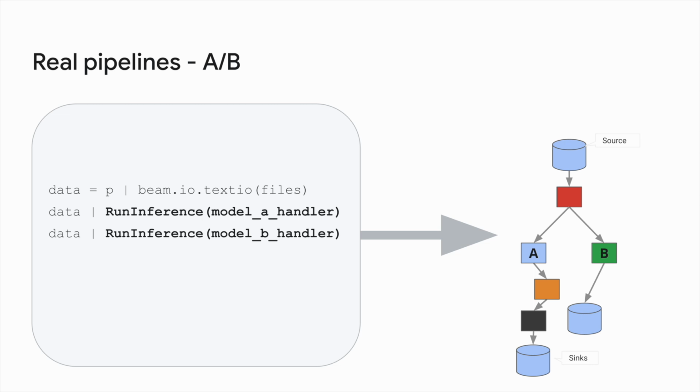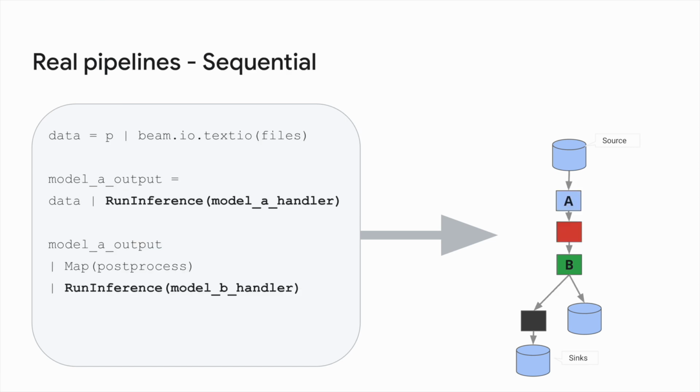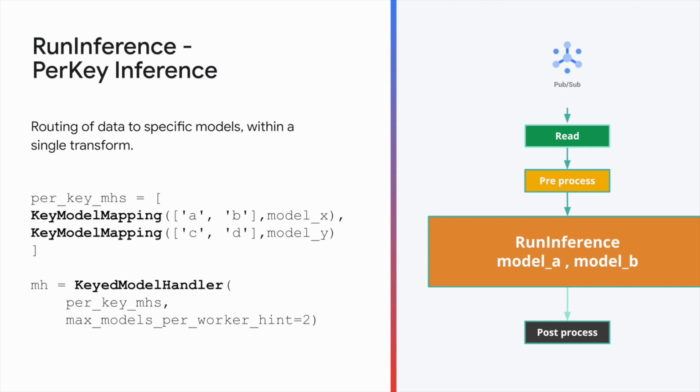For example, you can add a single line to pass your data into 2 different models in parallel. Or you can combine your models in a sequential manner. You can even introduce pre-processing or post-processing functions in between. And if you want to do even more complex things like A/B testing, RunInference allows you to very simply pass the same data into different models based on a key.